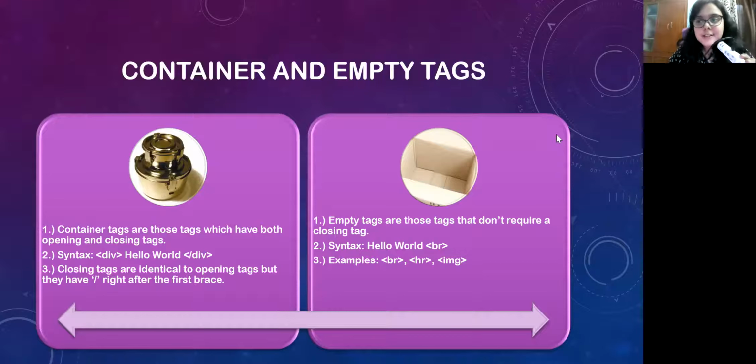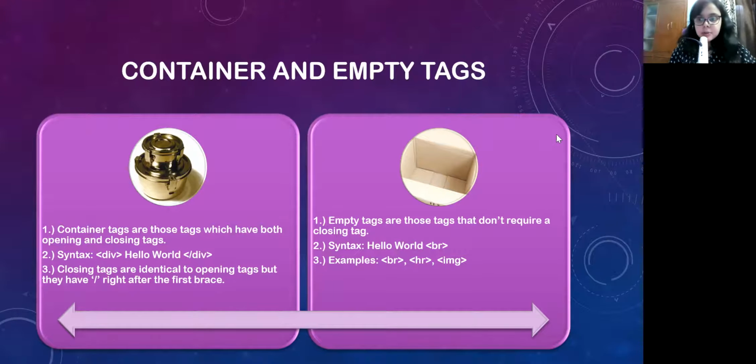Now, all of us loved to take tiffin boxes to school, right? If you remember, tiffin boxes have two main components. They have the main tiffin, the holder that actually contains the food, and then they have the lid that is used to cover the barrel or the container, right? So container tags are just like your tiffin boxes.